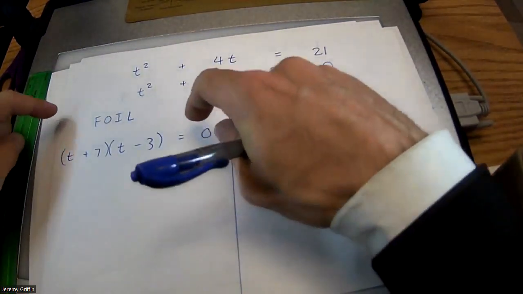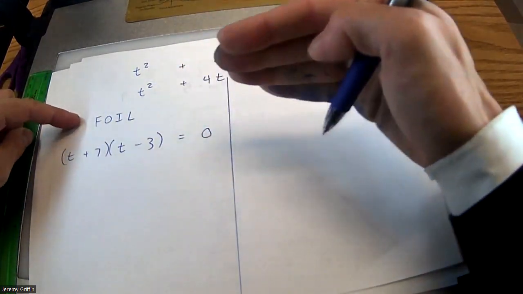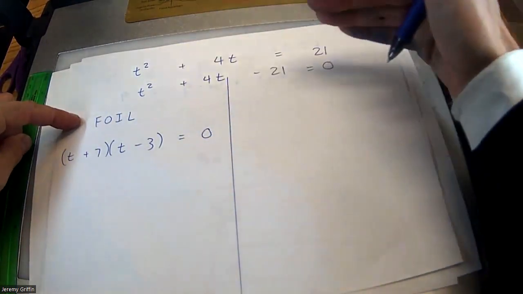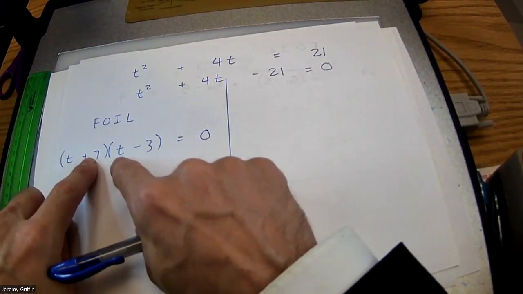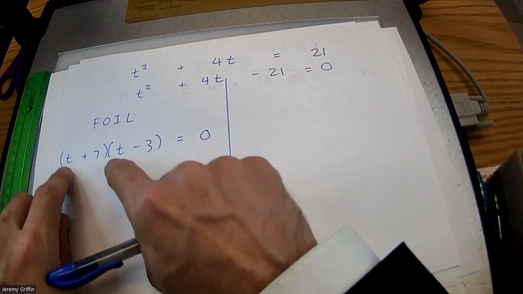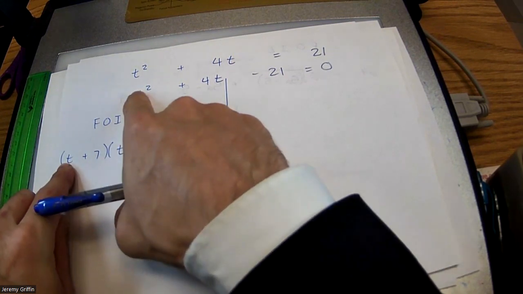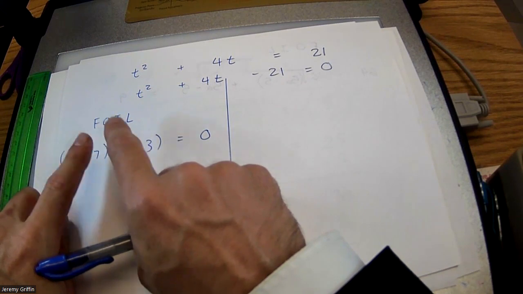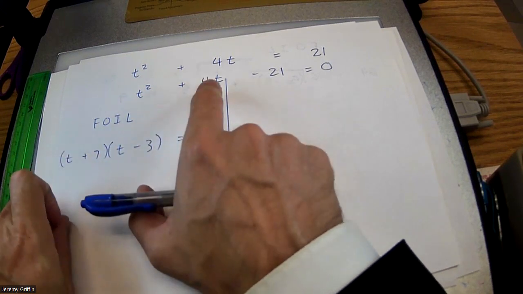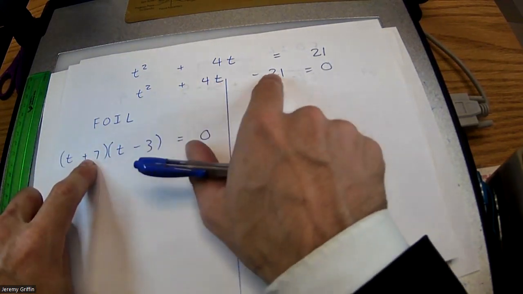Now here's really why I wrote FOIL, because I'm going to take that and FOIL it to go back to the previous step, just to check my work. So first, outside, inside, last. Guys, remember that? FOIL? So first, t times t is your t squared. Outside, -3t, inside 7t. So 7t minus 3t gives you 4t. And then 7 times -3 is -21.